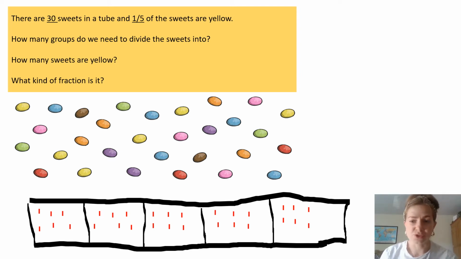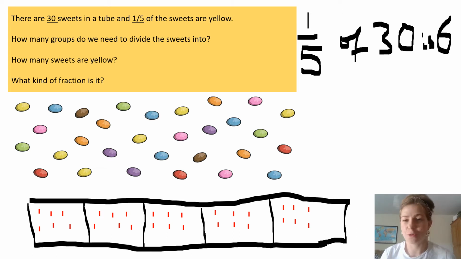Remember, with fractions we share equally. I now have 1, 2, 3, 4, 5, 6 sweets in each box. So I have 30 sweets, and I've found out 1/5 of my 30 is 6. So I can write that as 1/5. So excuse my writing, but we've got 1/5 of 30 is 6.